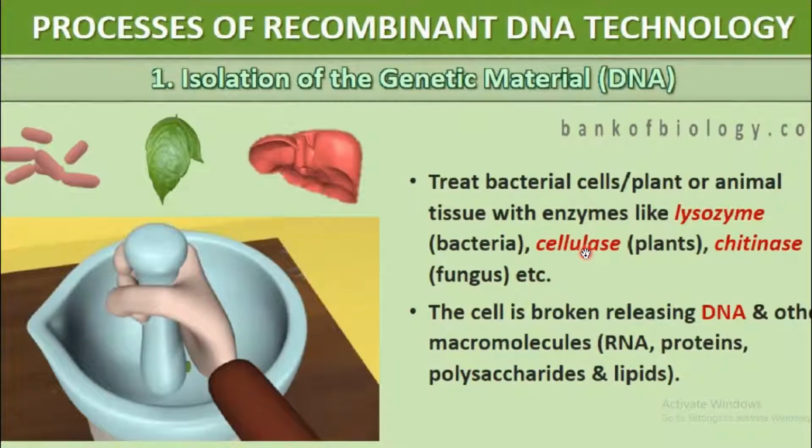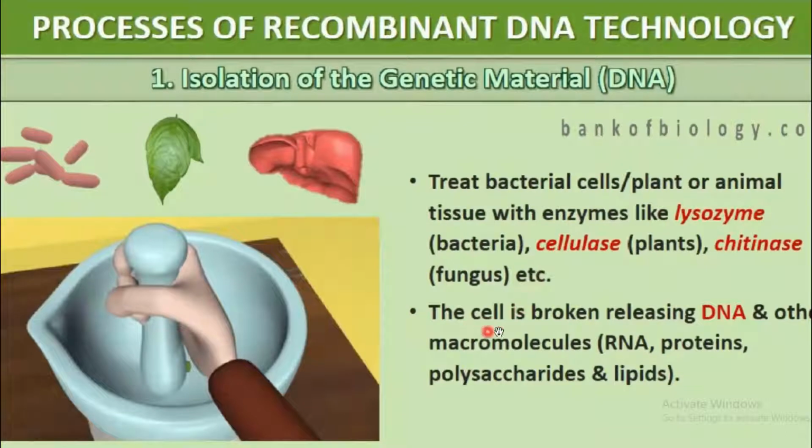Cellulase enzyme acts upon cellulose because the plant cell wall is made up of cellulose. We use chitinase enzyme in order to disintegrate the chitin, as the fungal cell body is made up of chitin. So here we are using different enzymes in order to isolate the DNA.